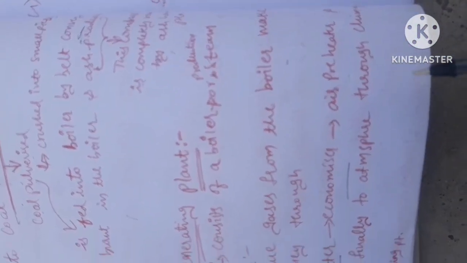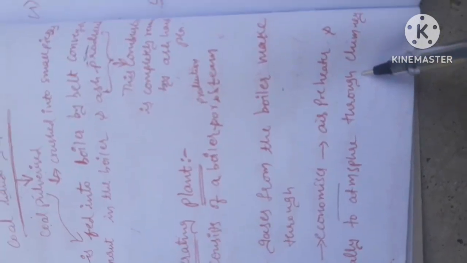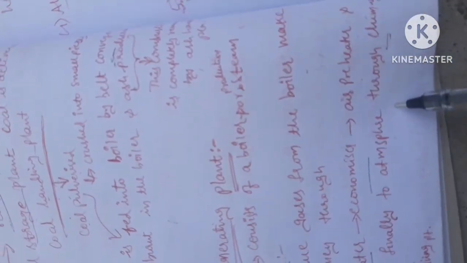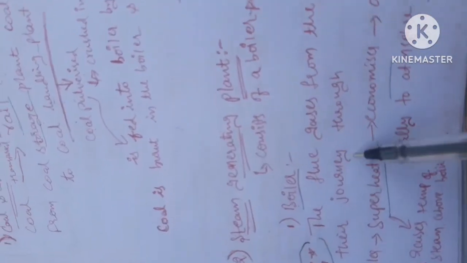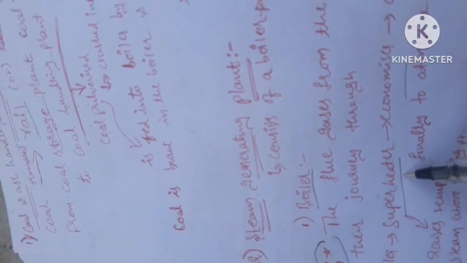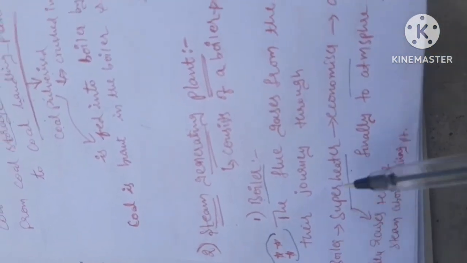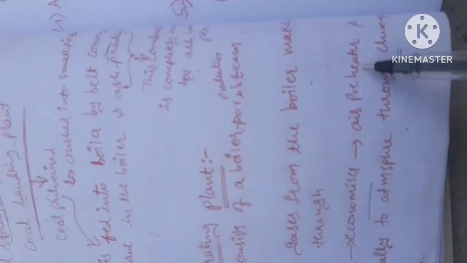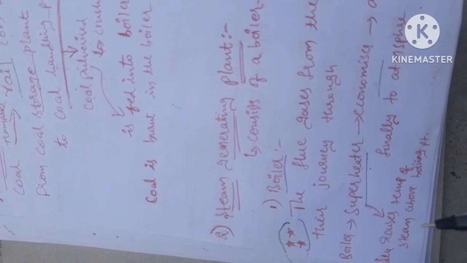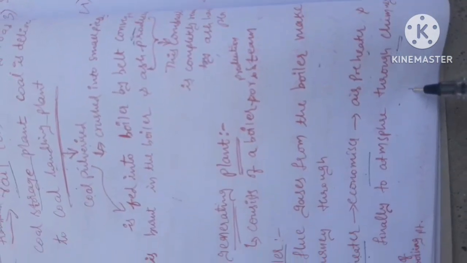finally it goes through the chimney into the atmosphere. So this is the most important bit. We have to remember this chronological order: boiler to superheater to economizer to air preheater, and then it finally goes to the atmosphere through the chimney.